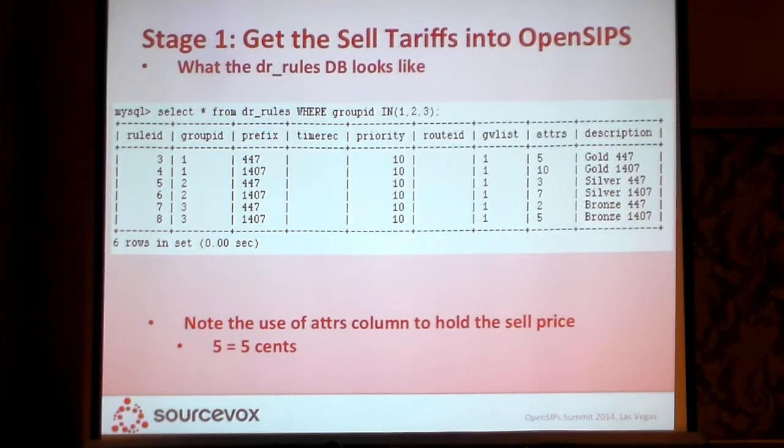And this is what the dynamic routing table will now look like. Group 1, 2 of those, group 2, 2 of those, and group 3, 2 of those. And you'll notice that in the attributes column, which is the second column in from the right, we've now got the sell prices. So by doing this, we've let OpenSIPS know about the sell price by putting it in the attributes column.